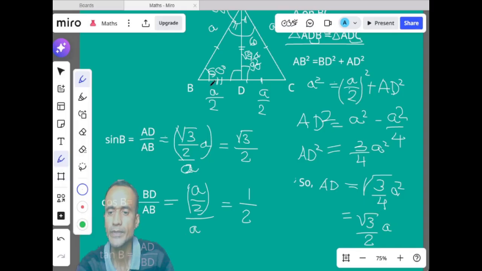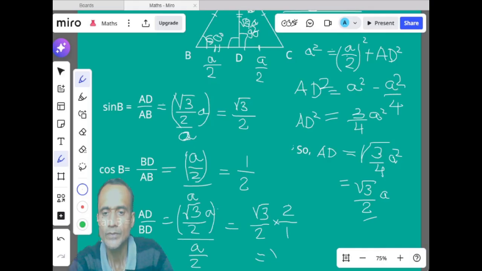Similarly, you can find the value of tan. The value of tan B is equal to perpendicular side, that means AD, divided by BD. But AD is equal to root 3 by 2 a. So we input this value, the 2 cancel, and we get tan B as root 3. So cot B will be 1 by root 3, sec B will be 2, and cosec B will be 2 by root 3, or 2 root 3 by 3. So now we have found the value of the trigonometric ratios for 45, 30 and 60 degree.